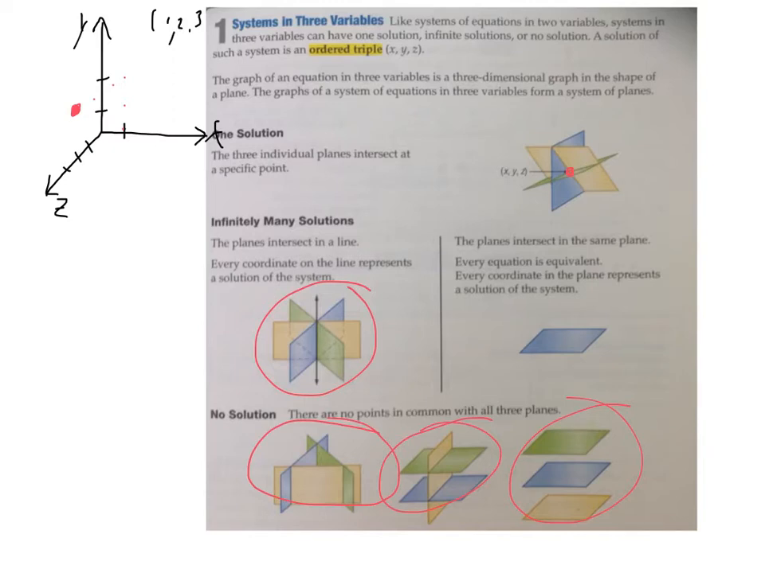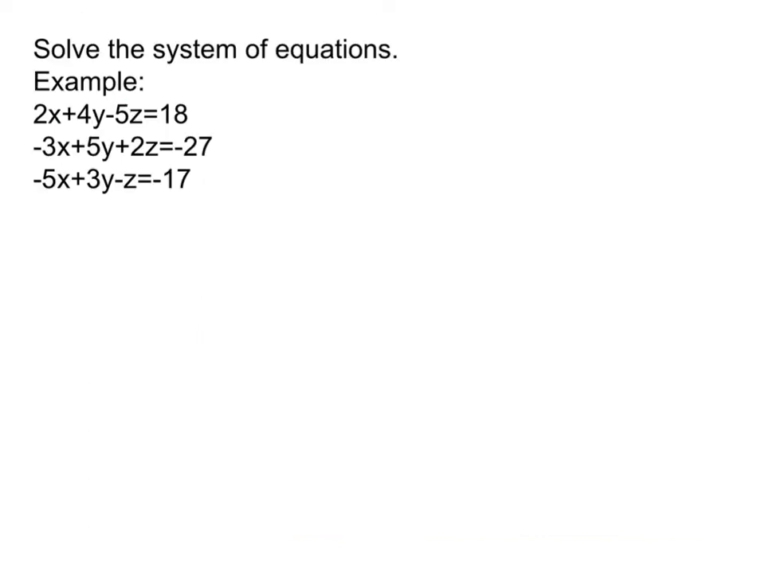Okay, so let's actually try some of this. Enough with the visualizing. Solve a system of equations. So here we go. You need to take the first two and eliminate a variable, then take the second two and eliminate the variable. And we'll just use substitution and elimination to solve these and get to an answer.